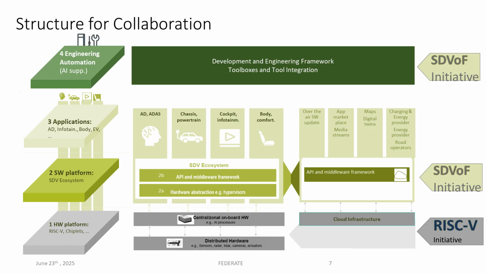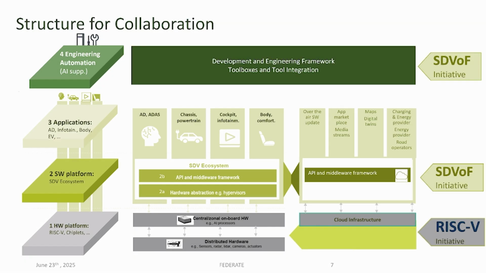As you can remember, in the second webinar, you've seen the structure of collaboration. That means we have here a layered architecture on different layers, well known. There is at the bottom the hardware platform, then there is the software, then we have applications, and then we have some kind of tools. In the middle here, there is some software running in the in-vehicle stack. There is some software running in the cloud. At the top, we have some tools to develop these building blocks. And there was also the explanation that this SDV of the Future initiative works on this top and this middle layer, where the RISC-V initiative works on the bottom, the hardware platform.